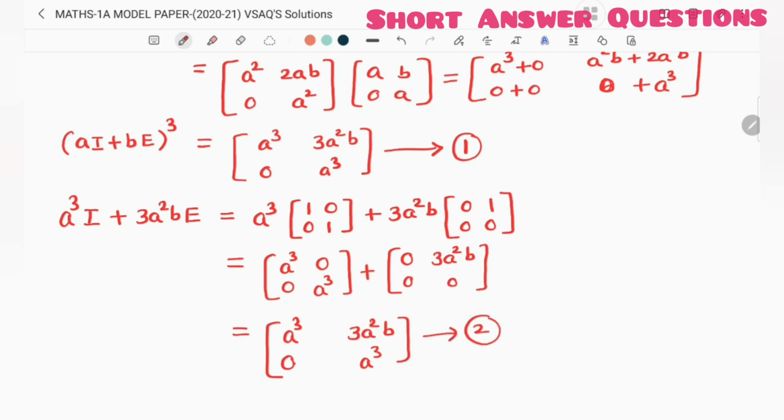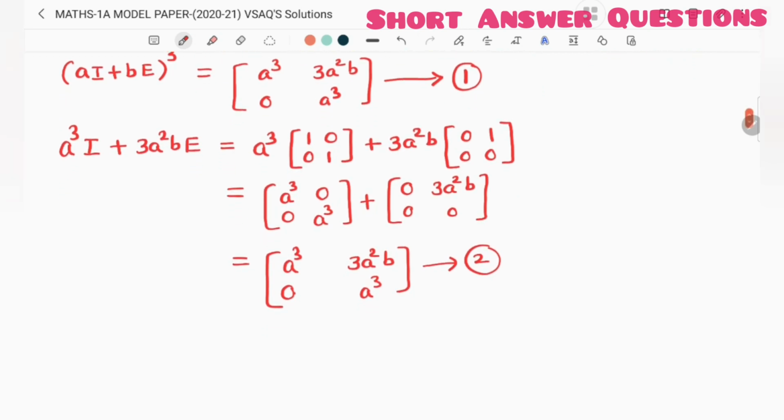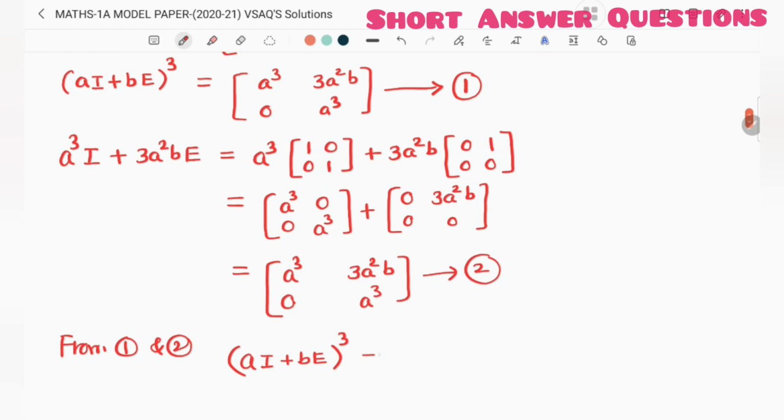So from 1 and 2 we conclude that (aI + bE) whole cube equals a cube I plus 3a square bE, hence proved.